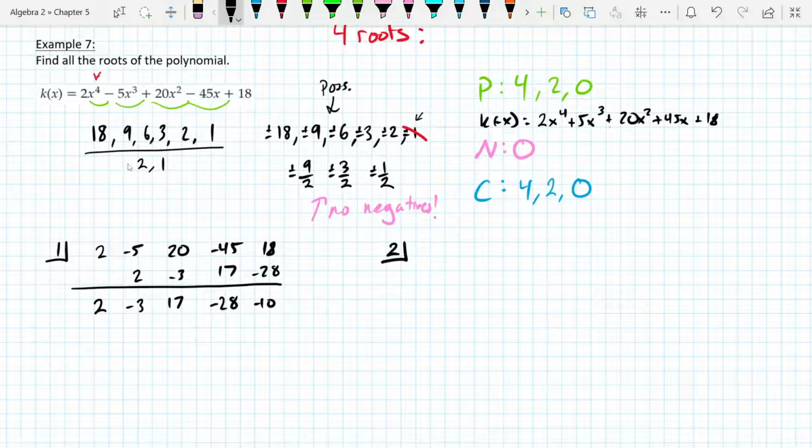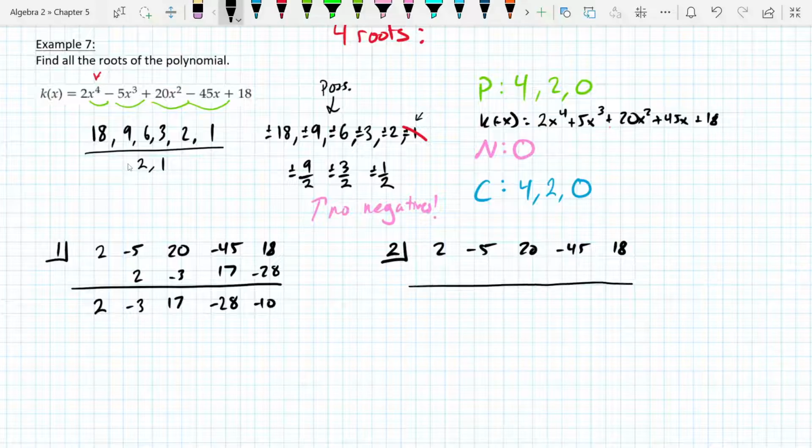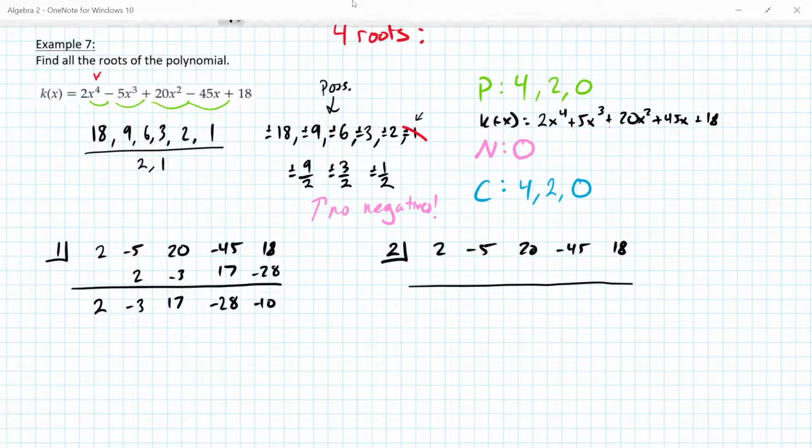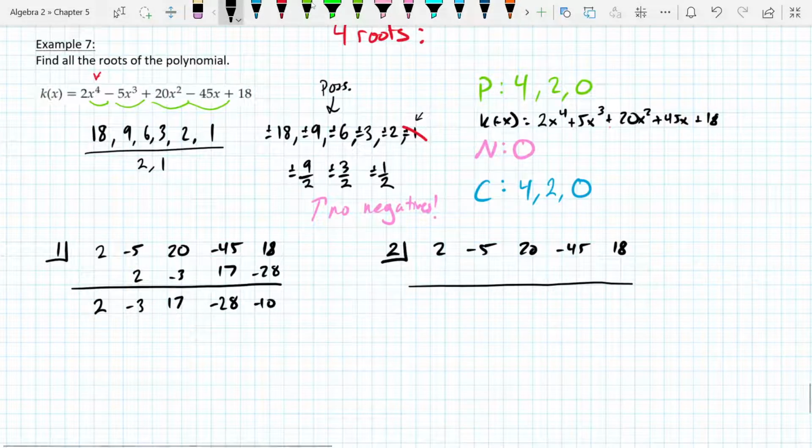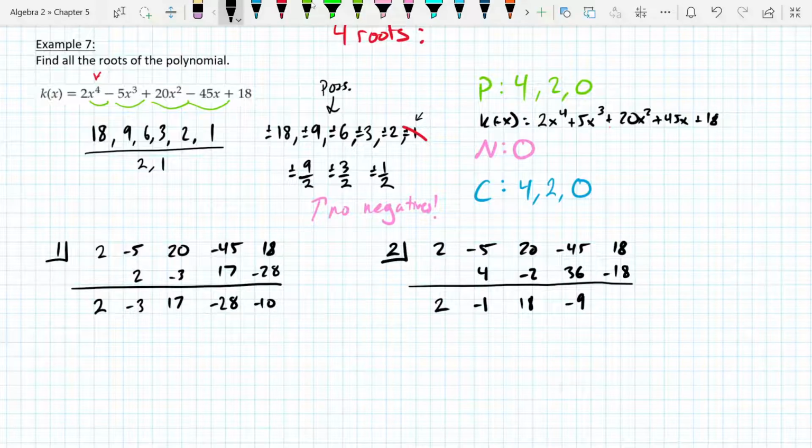2. And we've got 2, -5, 20, -45, 18. You can see why I made such a point of synthetic division being really important, because we're going to do it a bunch later. On this problem, we're going to do it 4, 5, maybe 6 times. Who knows? Let's see here. All right. Drop it down, multiply it out, add them up, multiply it out, add them up, multiply it out, add them up, multiply it out, and look at that. We found our first root. That's a root.